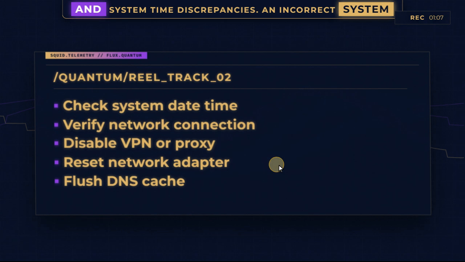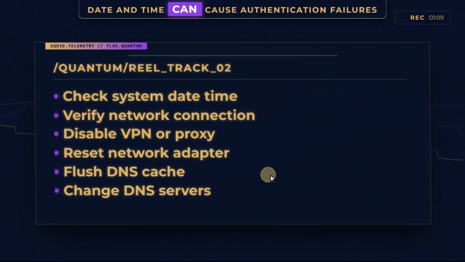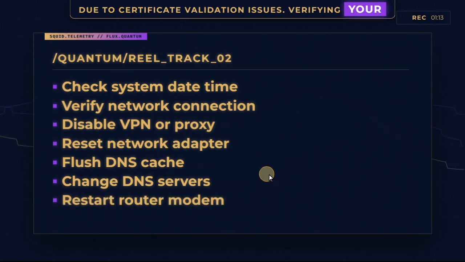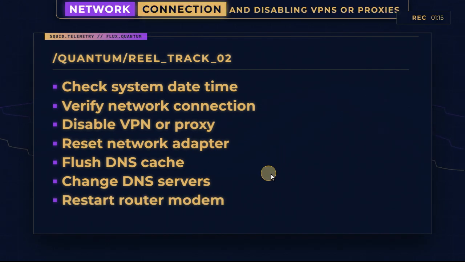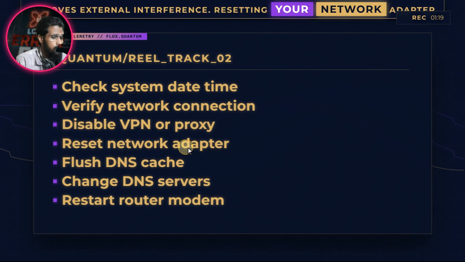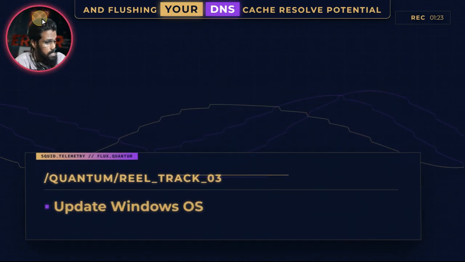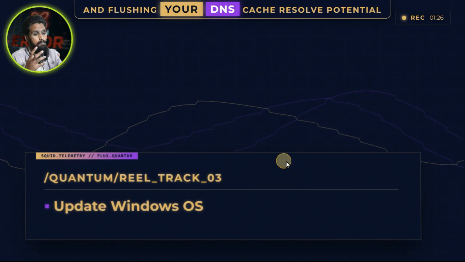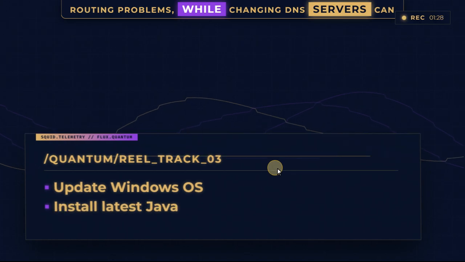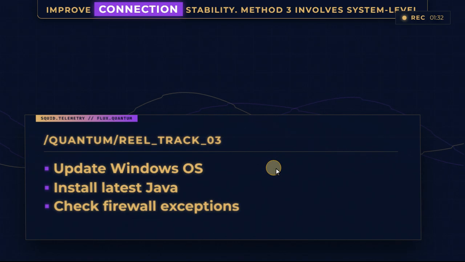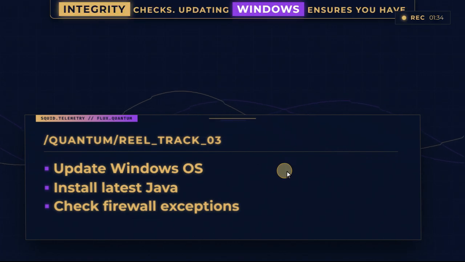An incorrect system date and time can cause authentication failures due to certificate validation issues. Verifying your network connection and disabling VPNs or proxies removes external interference. Resetting your network adapter and flushing your DNS cache resolve potential routing problems, while changing DNS servers can improve connection stability. Method 3 involves system-level integrity checks.